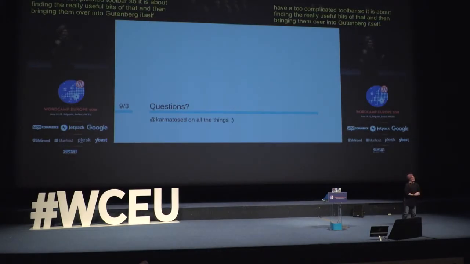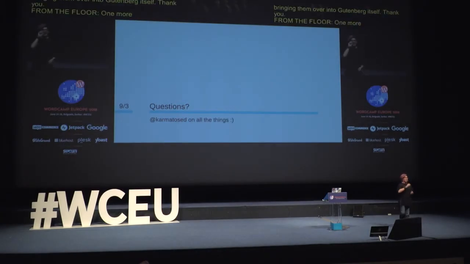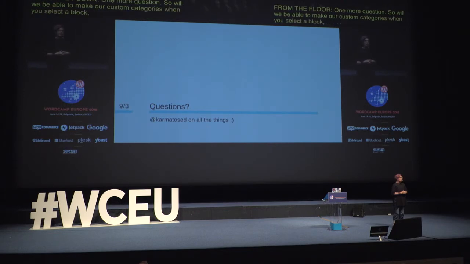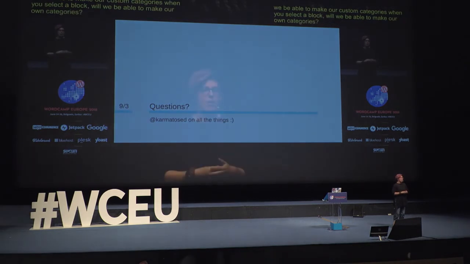Okay, you're welcome. So will we be able to make our custom categories when you select a block? Will we be able to make our own categories? Yes, there is a way that you can put them within the block as well. You can say where they go. So you can say, this block goes here in the sections. Now, when you add a block to your page, you can select from a few categories, like common, layout. When you make the block, you would say where that block would go.